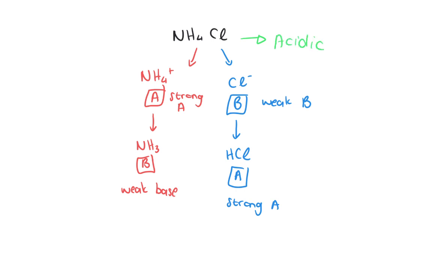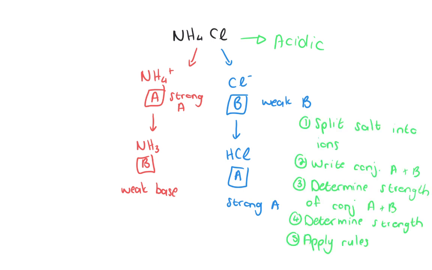Okay, so those are your steps. You split it up into the cation and the anion. You work out what its conjugate acids and bases are. You determine whether the conjugate base and the conjugate acid are strong or weak acids or bases, and then the reverse is true for the original acid and base, and then you just apply your hydrolysis rules. And there you have it, hydrolysis in a nutshell.